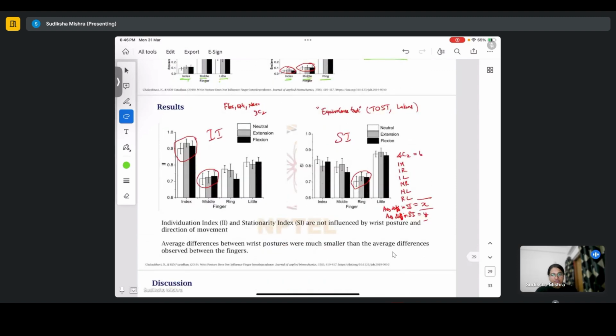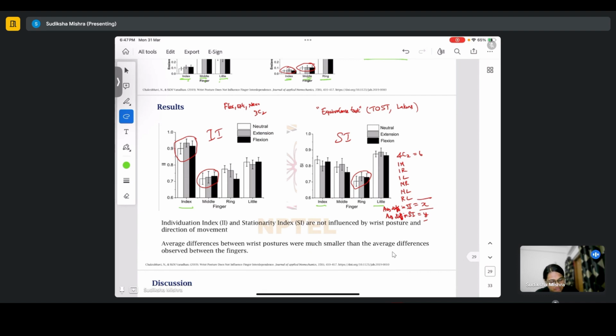If you compare the individuation and stationary indexes, you see that the individuation index is highest for the index finger, whereas the stationary index is highest for the index and little fingers. However, the wrist position itself does not lead to much change in the individuation or the stationary index.